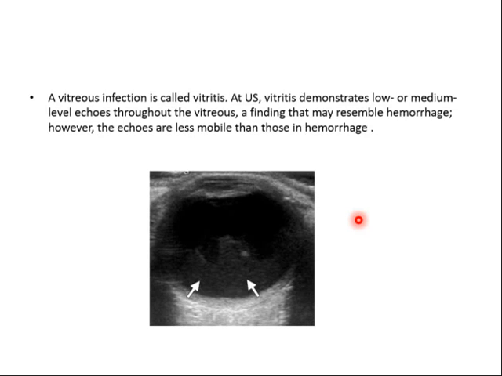It somewhat looks like vitreous hemorrhage, I think, but this is a case of vitreous infection, vitritis. The difference from hemorrhage is that it's less mobile. The hemorrhage is more mobile, and this one is less mobile. And in the case of hemorrhage, there may be some clot, and here we don't see a clot.